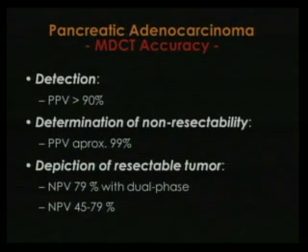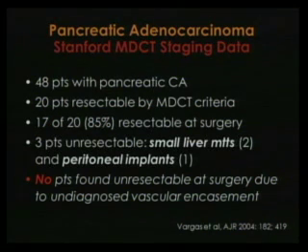And depiction for resectable tumor is a little bit lower, a negative predictive value of 79%, and 79% for dual phase. That's the one that we use here. There is a very interesting paper that compares the surgical path with the MDCT findings.